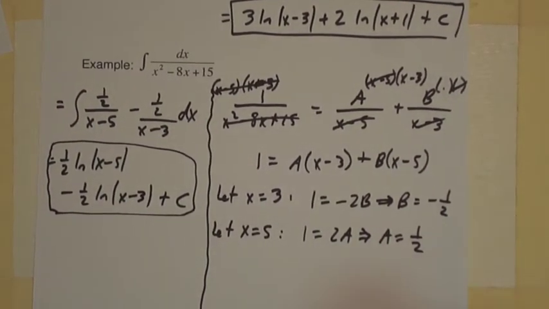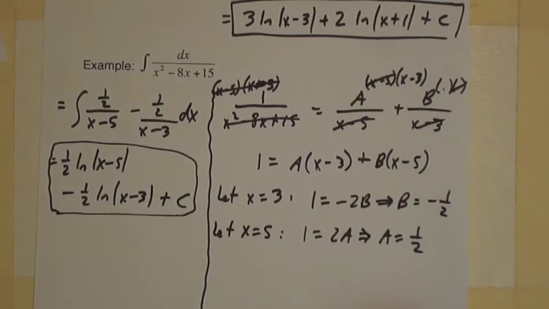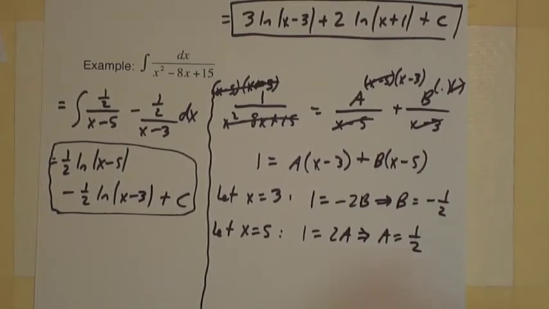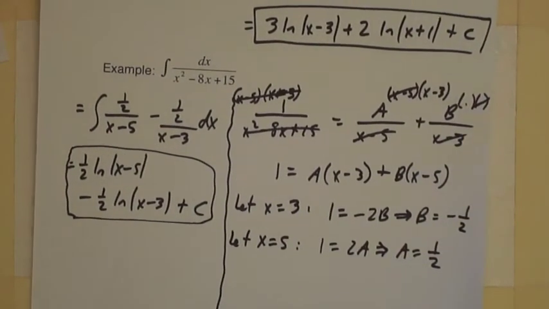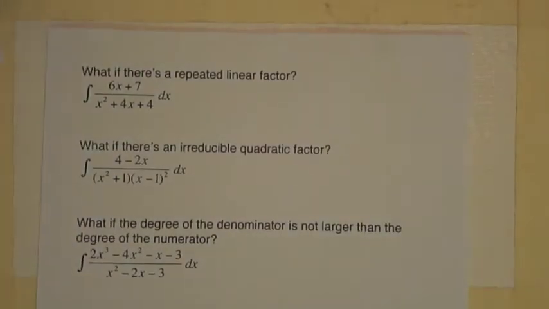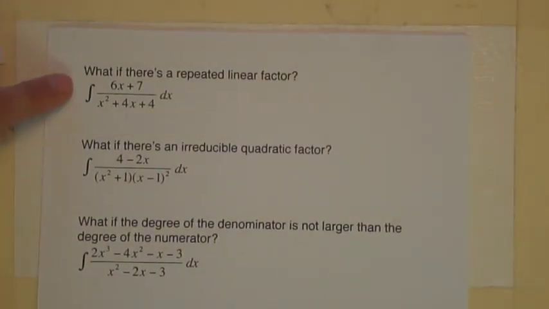So hopefully from these two examples you're starting to get the hang of what this partial fractions method looks like. So let's kick it up a notch and do a couple of things that might be a little trickier with partial fractions, because some crazy things can happen. So look on this next page. Here's what can happen that's a little strange.